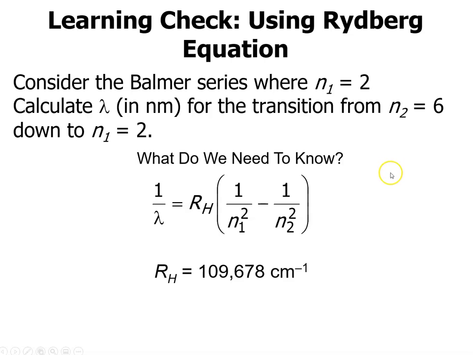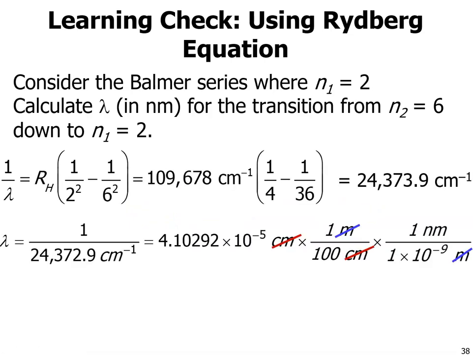Rydberg constant is 109,678 centimeters to the -1. So this is, remember, this is going to allow us to convert here. So this is a unit that we need to put in here so that the wavelength will be an actual length.